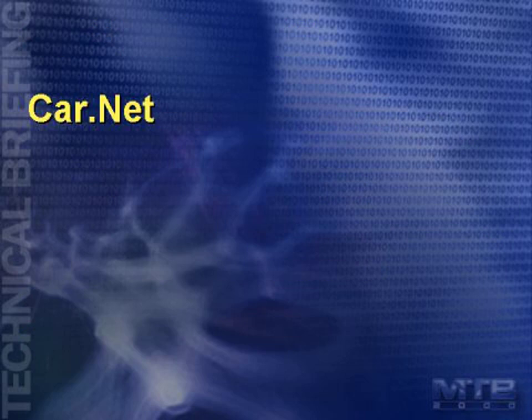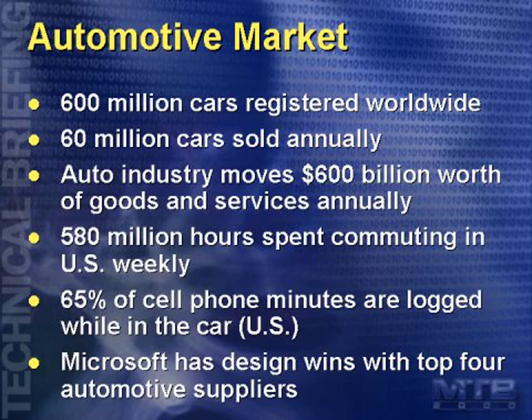Car.net. Okay, automotive market. So today what we have is a scenario where there's 600 million cars registered worldwide. There's about 60 million cars sold every year. The auto industry actually moves $600 billion worth of goods and services annually, so it's a pretty staggering amount of money. And what's really interesting is 580 million hours are spent commuting in the US every week. So 580 million hours is a lot of hours.